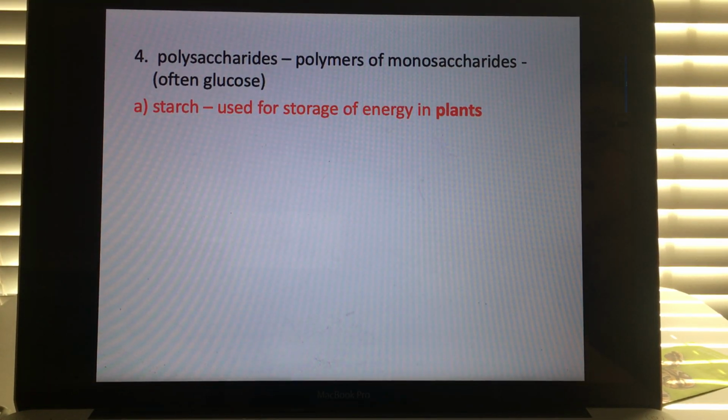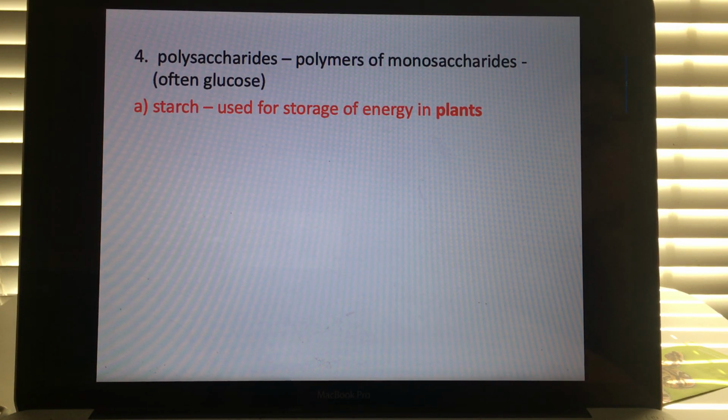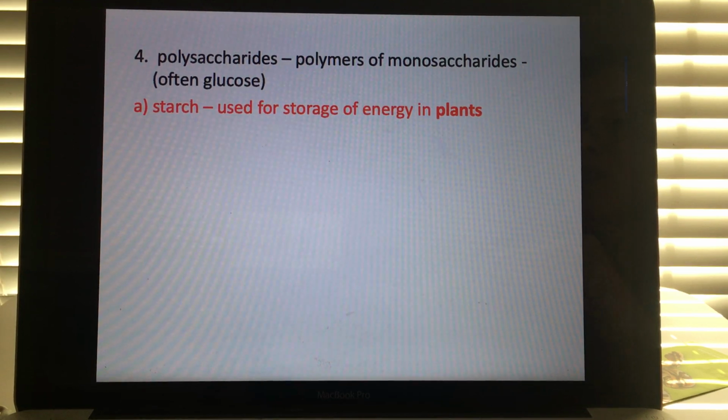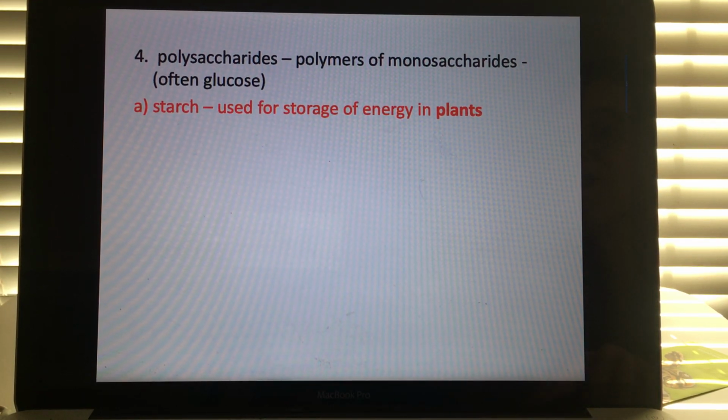Starch is a polysaccharide that's used for the storage of energy in plants. If you've ever seen a container of cornstarch, which is often used for baking, you know corn is a plant. So then you can think to yourself, ooh, cornstarch. Starch is how plants store their energy.